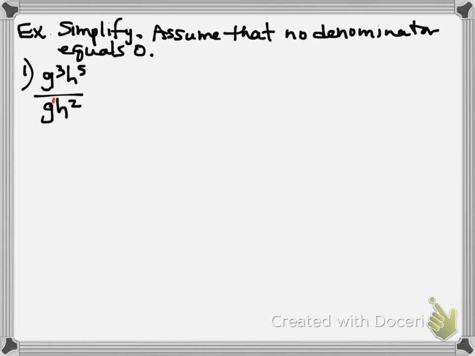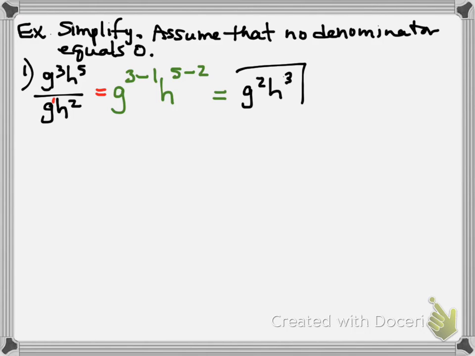So using our rule, what we're going to do is take each of the variables, and we're going to do numerator take away denominator on the exponent. So on the g, it was 3 take away 1. On the h's, it's going to be 5 take away 2. So the result is going to be g squared h cubed. And that's it.